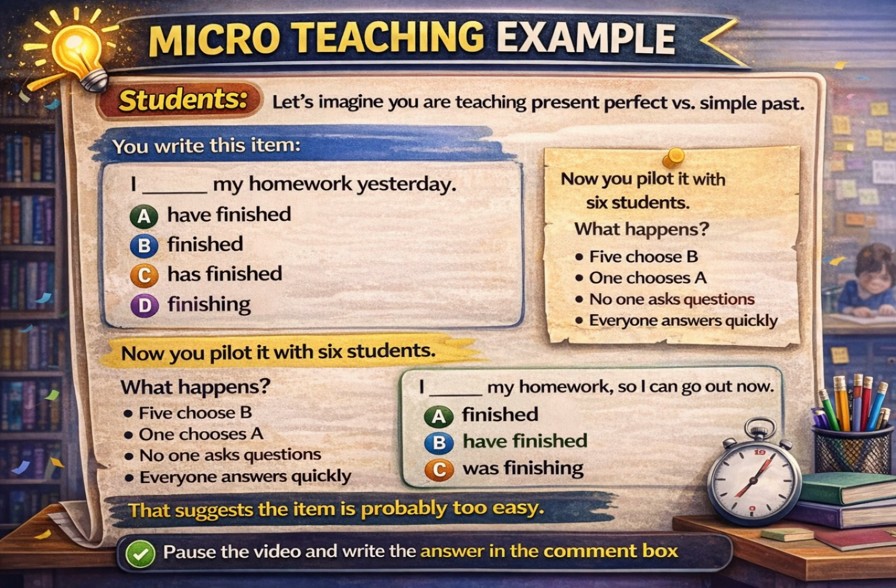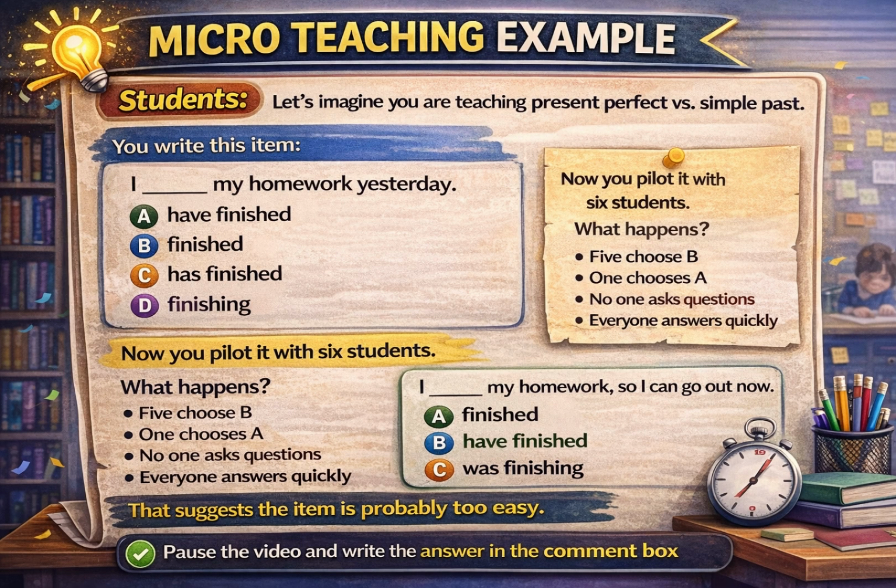Micro-teaching example. Students, let's imagine you are teaching present perfect versus simple past. You write this item. I blank my homework yesterday. A. Have finished. B. Finished. C. Has finished. D. Finishing now. You pilot it with 6 students. What happens? 5 choose B. 1 chooses A. No one asks questions. Everyone answers quickly. That suggests the item is probably too easy.